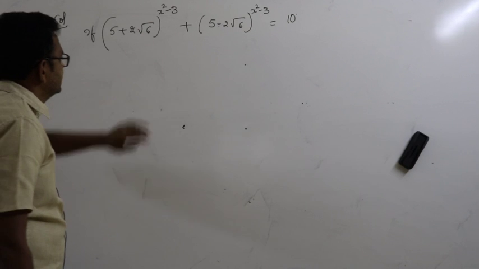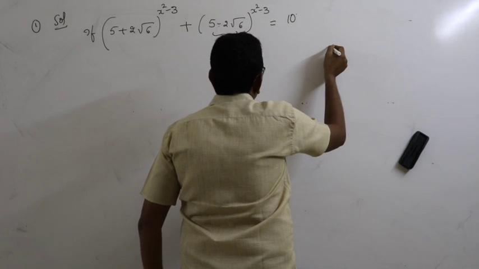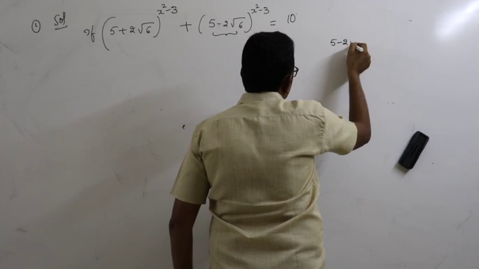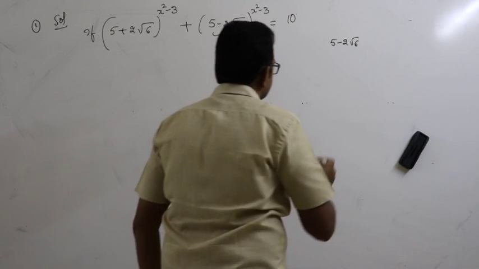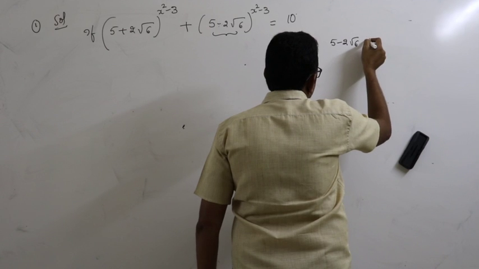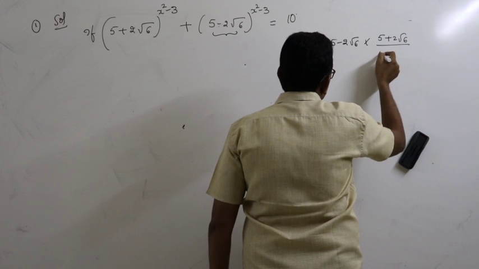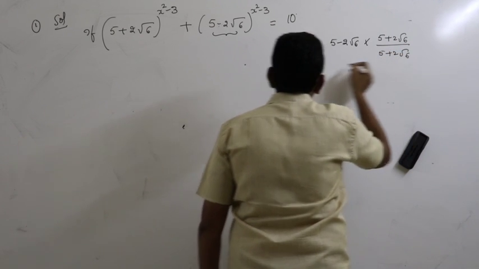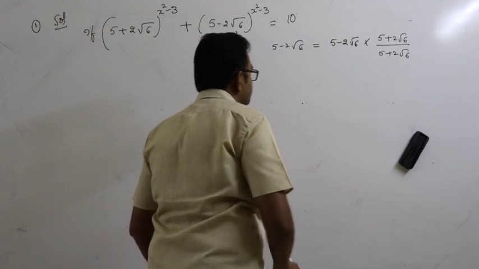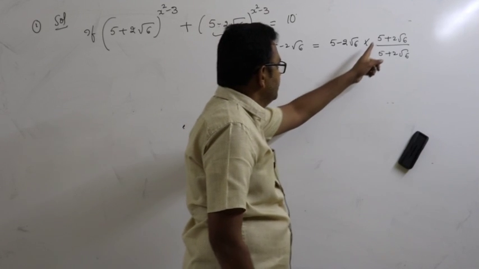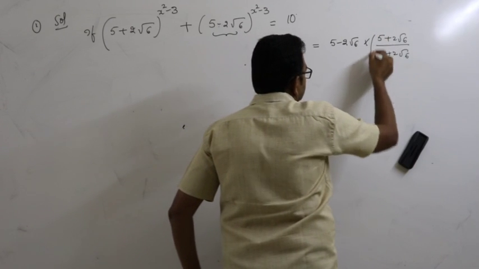Five plus 2 root 6. Just see this here. This is 5 minus 2 root 6. If you multiply and divide by 5 plus 2 root 6, then this is 5 minus 2 root 6. That means rationalizing the numerator. Multiply and divide by 5 plus 2 root 6.